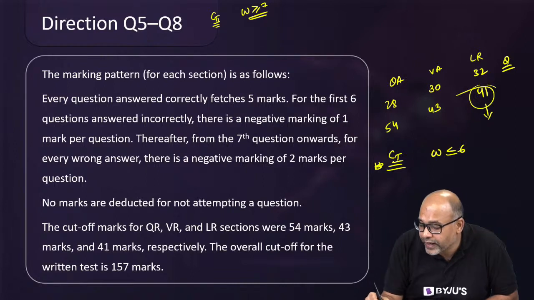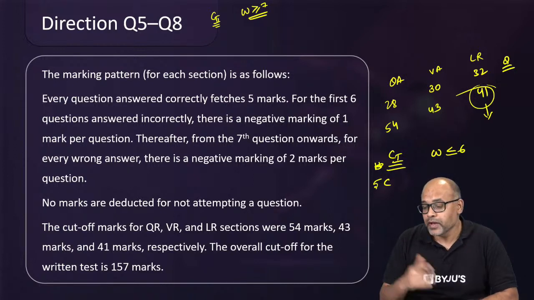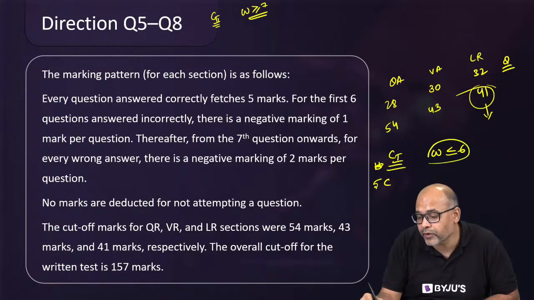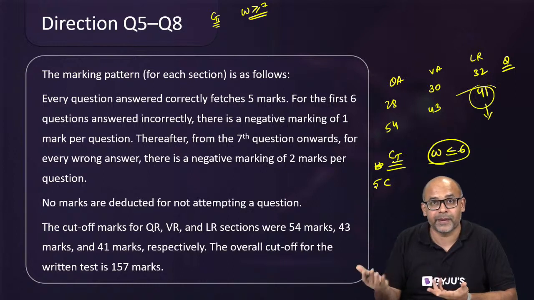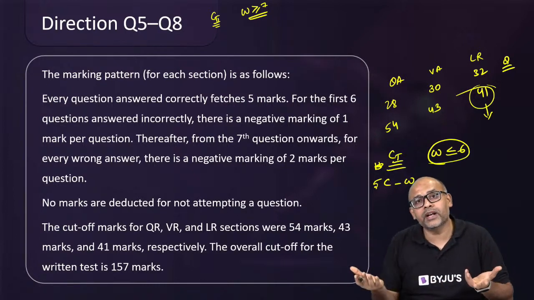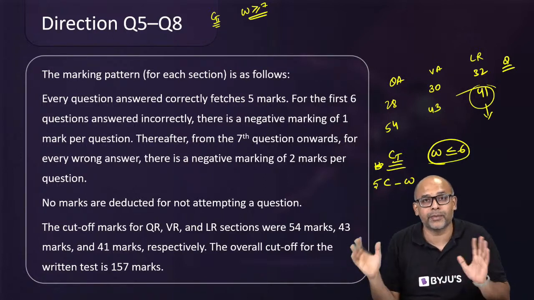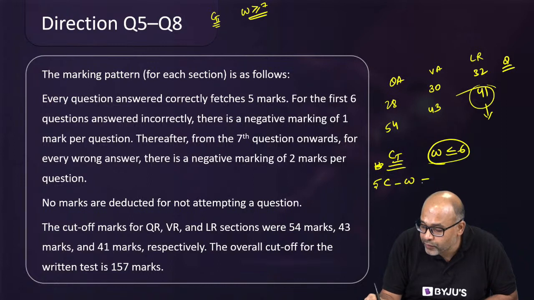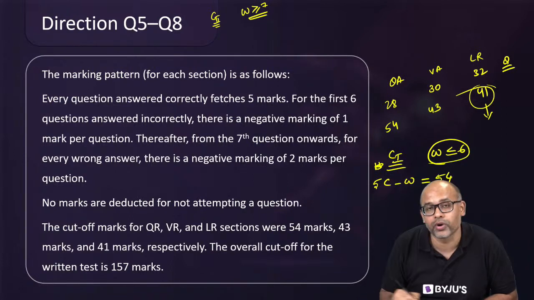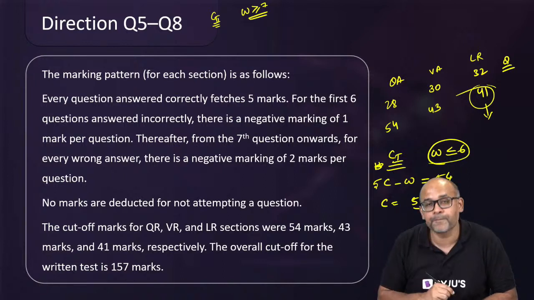If my number of corrects is C, then the marks for correct questions are 5C. Because the number of wrongs is less than or equal to 6, I will straight away take minus W. Unattempted questions will not give me any marks, or subtract marks either. So this should add up to 54, or my corrects should be (54 plus W) by 5.